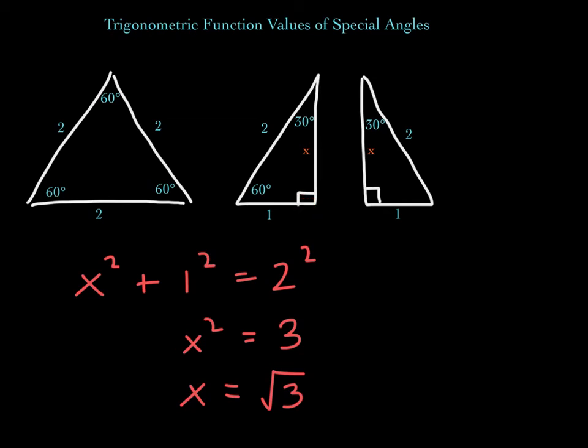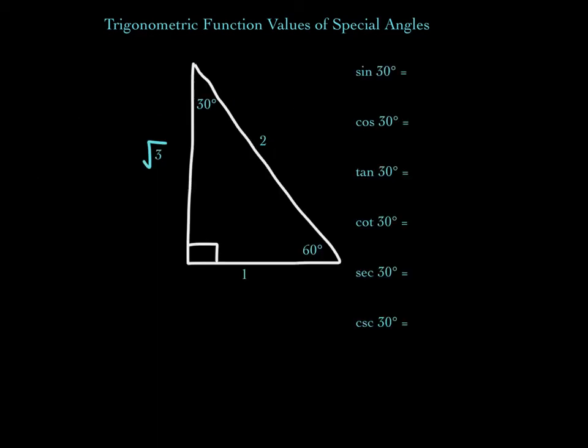What we want to do is derive all of the 6 trig function values for these angles here, 30 degrees and 60 degrees. We can do that because now we know all the side lengths. We know this is 1, this is 2, and we found x to be root 3. All right, so here we go.